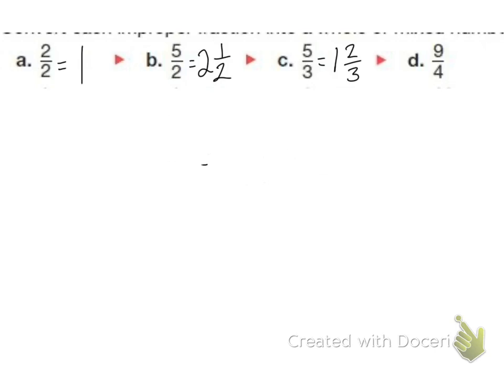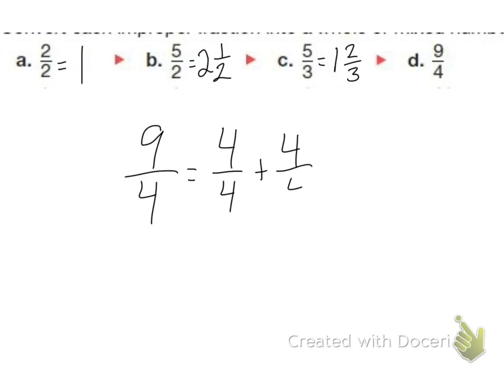Okay, let's do the last one, 9/4. So 9/4 is the same as 4/4 plus 4/4 plus 1/4, because 4 plus 4 is 8 plus 1 is 9. Those 4/4 we change into whole numbers. So we have 1 plus 1 plus 1/4. So 9/4 equals 2 1/4.